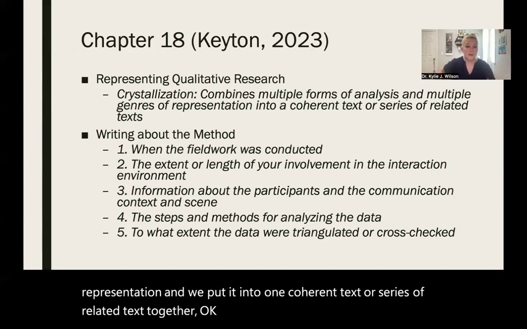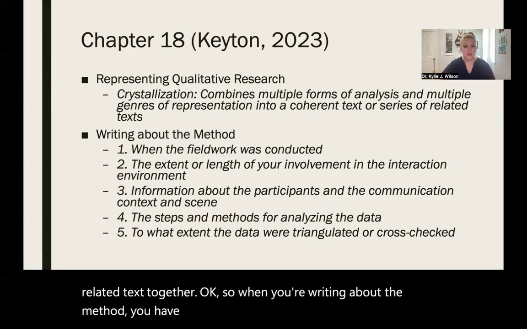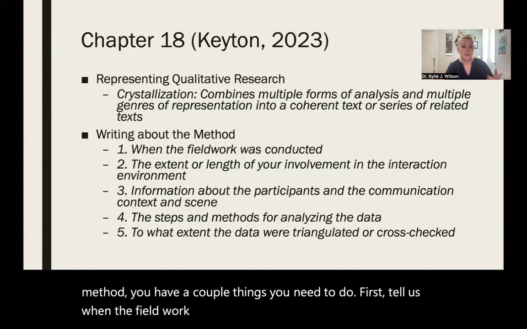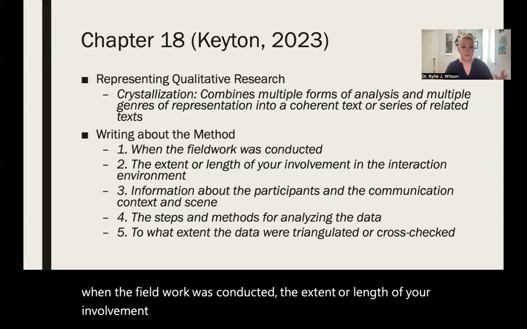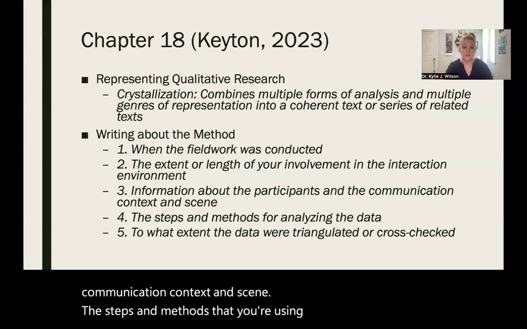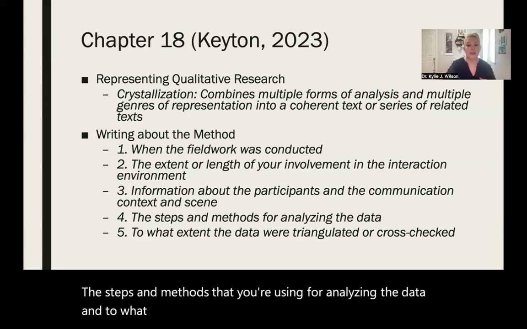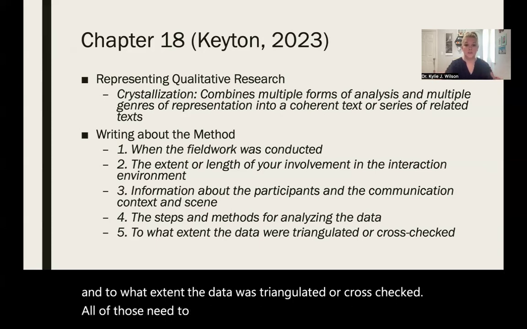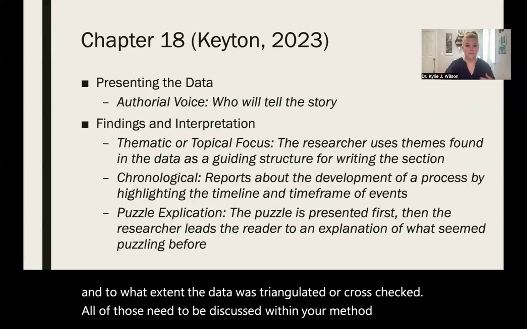So when you're writing about the method, you have a couple things you need to do. First, tell us when the fieldwork was conducted, the extent or length of your involvement, information about the participants and the communication context and scene, the steps and methods that you're using for analyzing the data, and to what extent the data was triangulated or cross-checked. All of those need to be discussed within your method section.